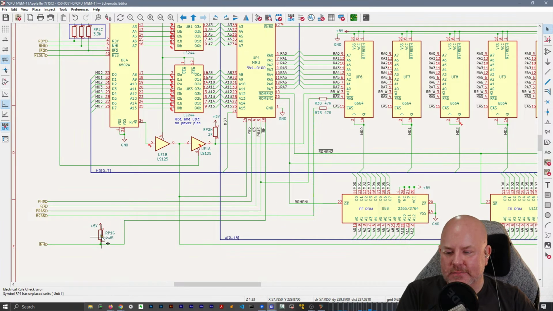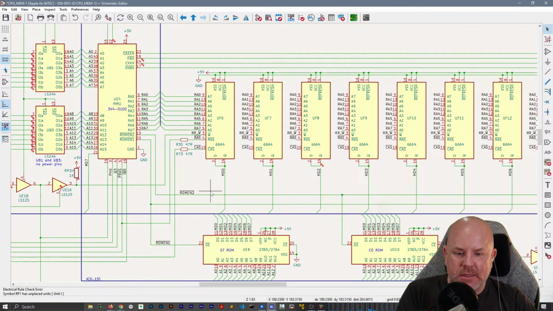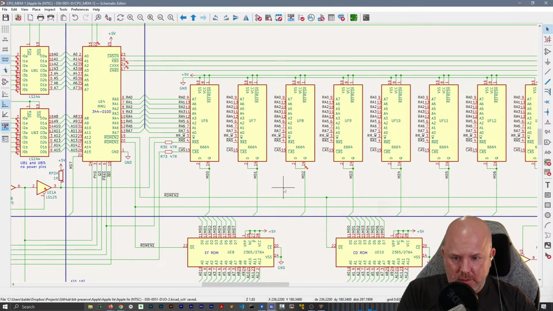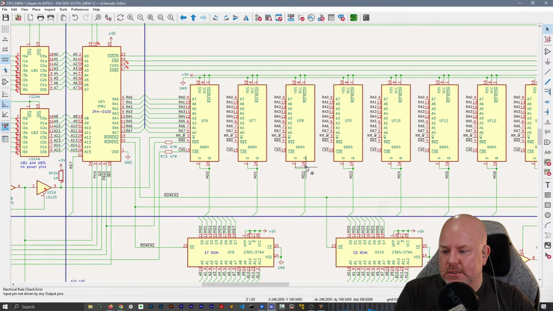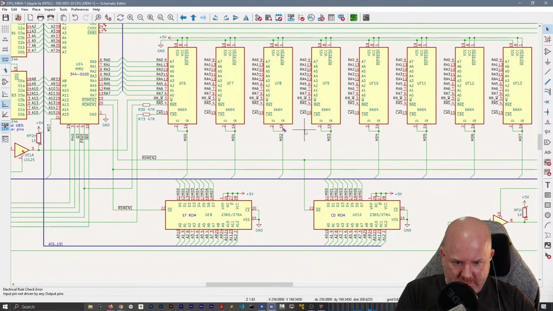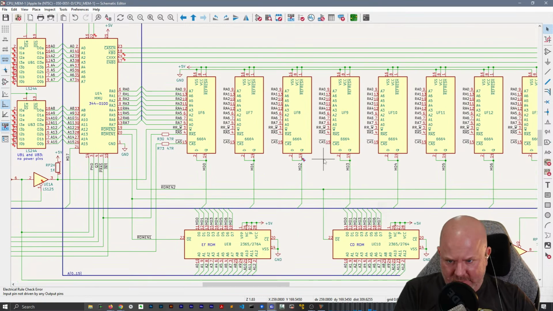Why is this complaining? Okay, unplaced units, we'll deal with those later. That might actually be okay. Why is this one complaining? Input not driven by any output. Okay, that should probably be fixed now, but I'm not going to rerun ERC for a little while.